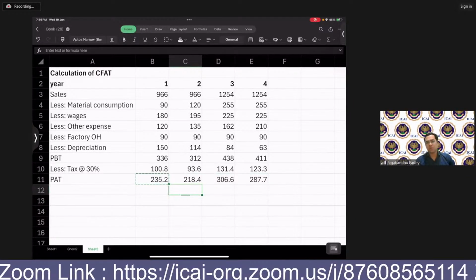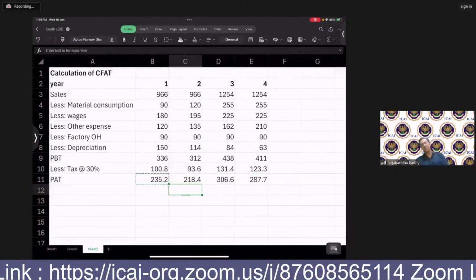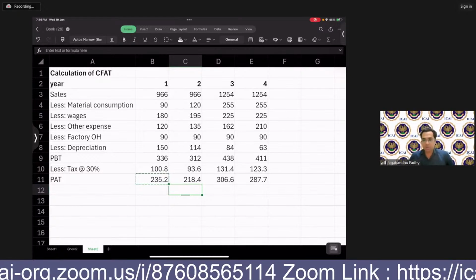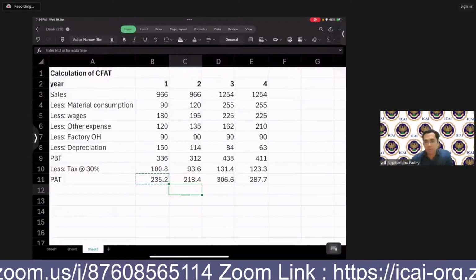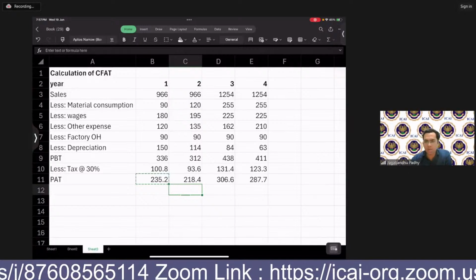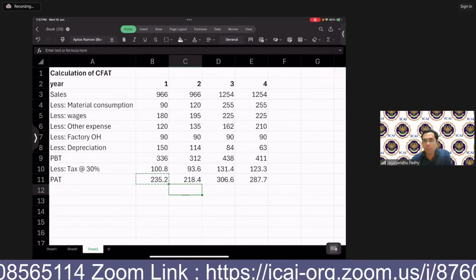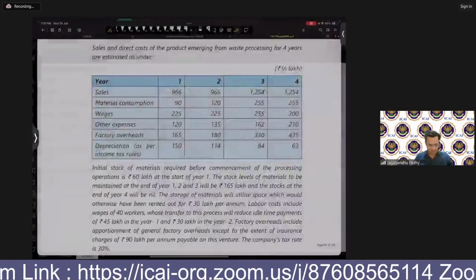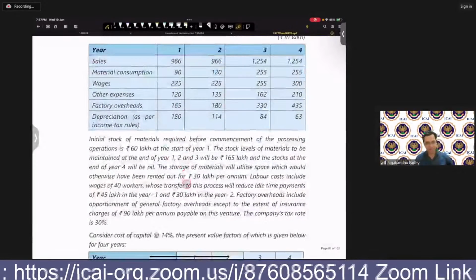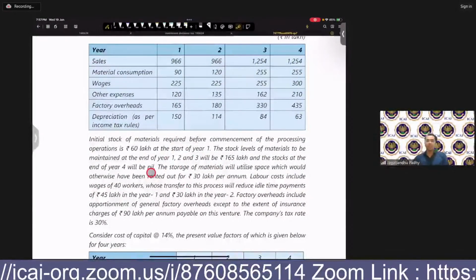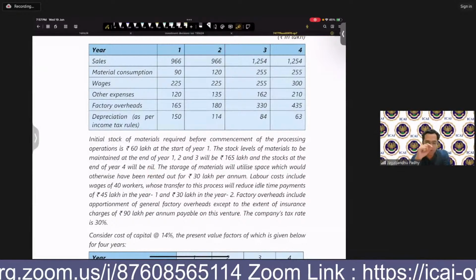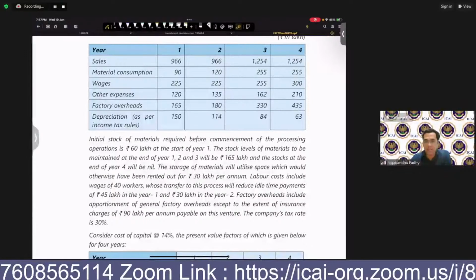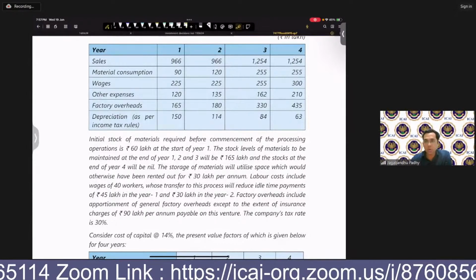But there is one opportunity that we are losing out over here. Had it been a case of renting out the space, so the question states that there is this space, the storage of material will utilize space which would have otherwise been rented out for 30 lakhs per annum. So I have got that opportunity cost of 30 lakh. Right. So we have the opportunity cost of 30 lakhs, which we are clearly losing out.